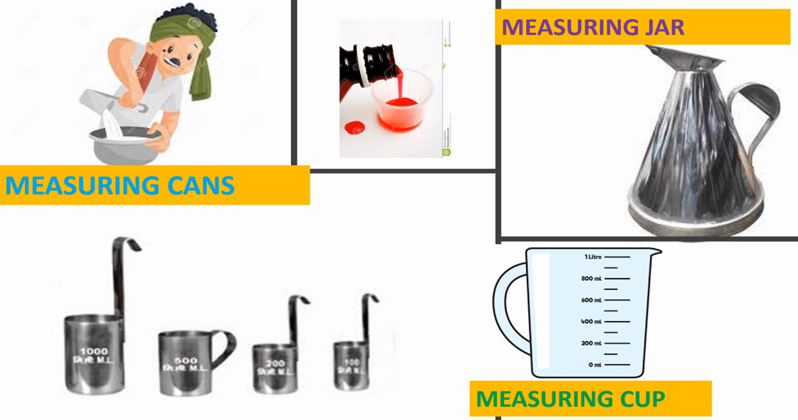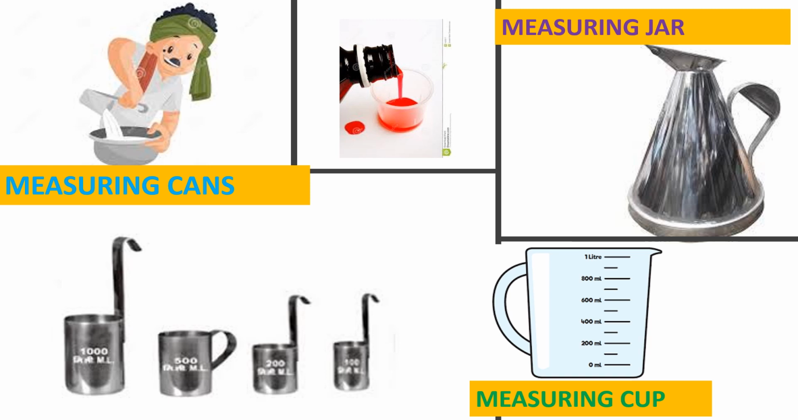Here you have measuring cans of different capacity. From 1 liter, that is 1000 milliliter. Remember, 1 liter is 1000 milliliter. You have half a liter, that is 500 milliliter. Then you have 200 milliliter or 100 milliliter. So these are different capacities of the measuring cans. Then you have the bigger measuring jar with which you measure kerosene or petrol. This is generally of 5 liters or 10 liters or 20 liters.